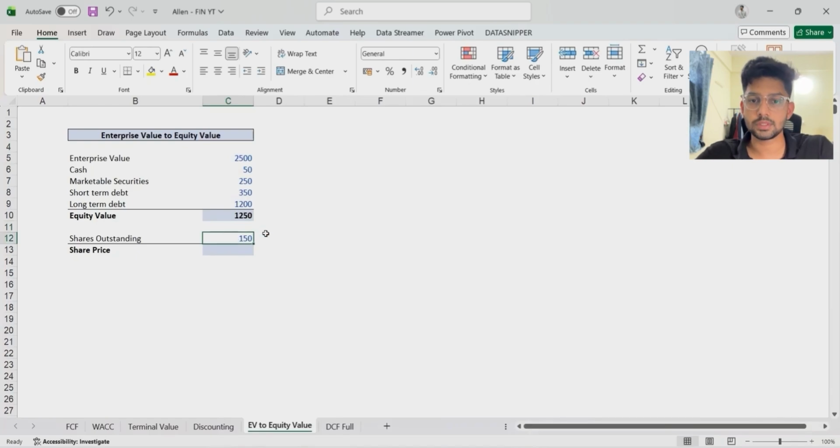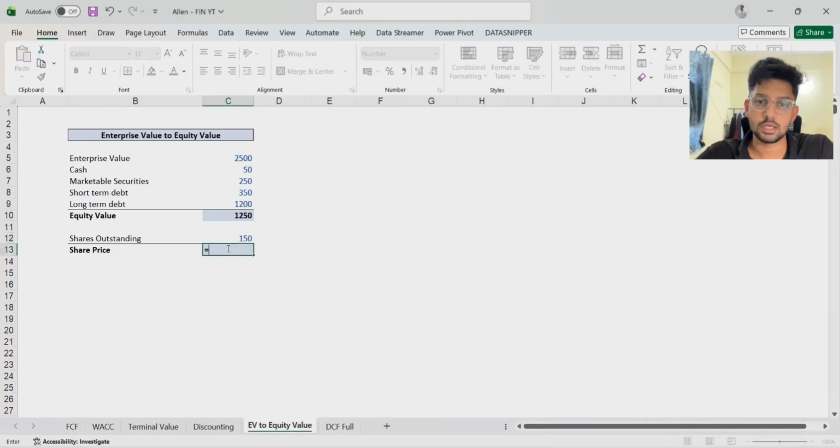Now the final step is to calculate the share price. For this, I divide equity value by the number of outstanding shares. This gives me the intrinsic value per share, that is 8.33, as you can see here.